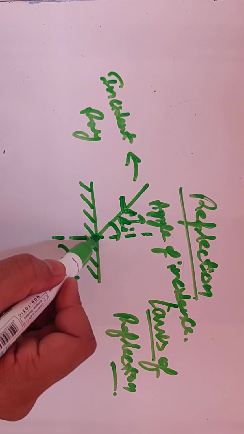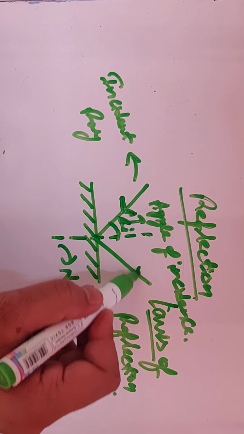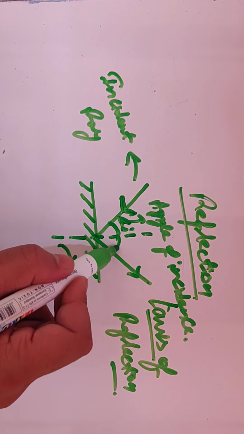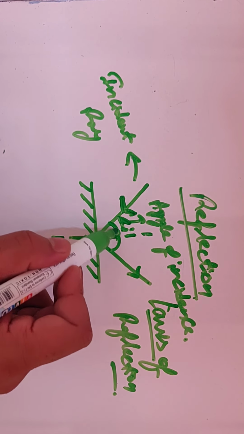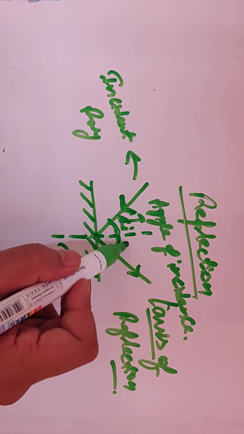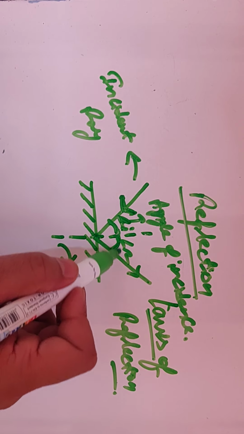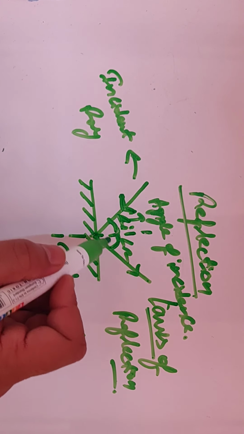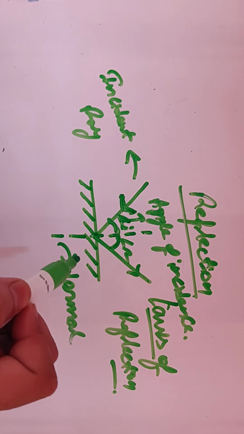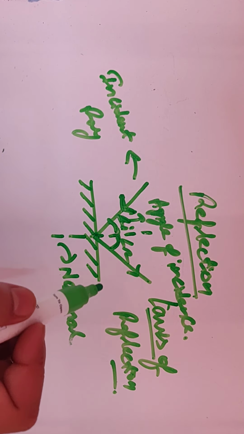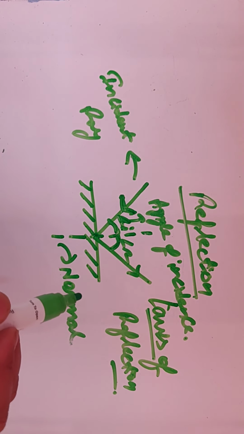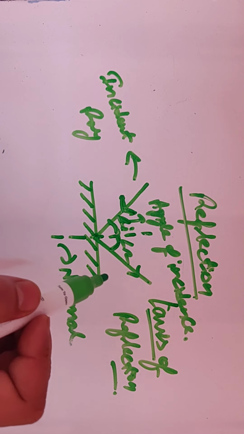So it will be reflected in such a way that the angle of incidence, this angle, is equal to this angle, because this angle, angle R, is nothing but the angle of reflection. So angle I has to be equal to angle R. So this is the second law of reflection.